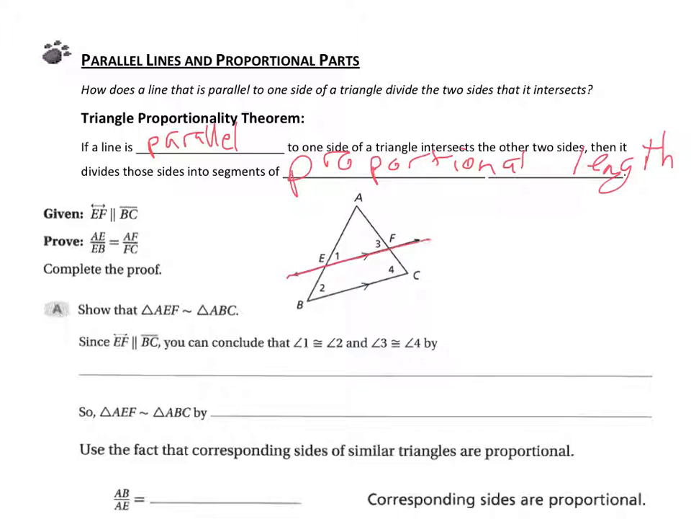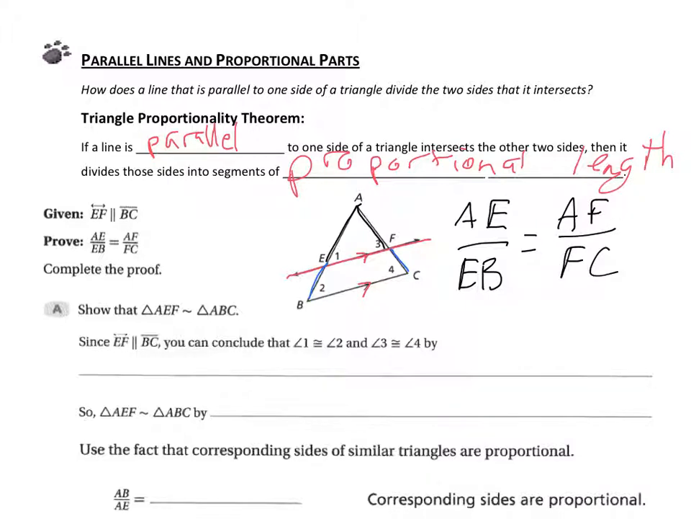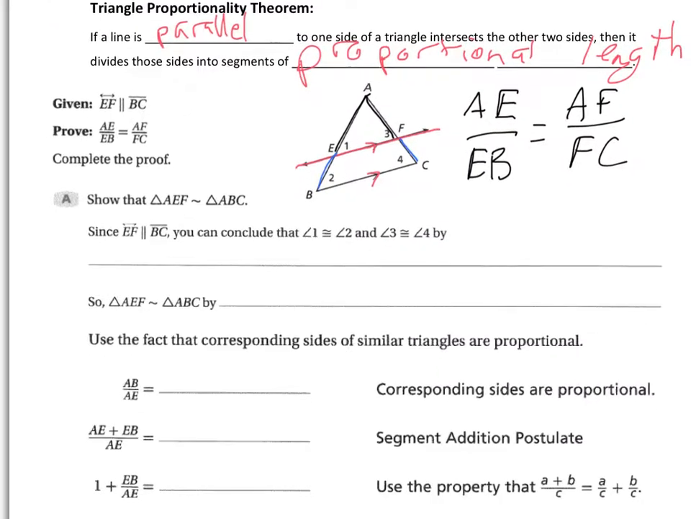I have a line that is parallel. That means these segments are going to be proportional. Basically, we can say that AE over EB is going to be proportional to AF over FC. Okay, and below we've got a proof for that. This proof you don't have to memorize, remember. We're just going to talk about how we can prove that's going to happen.